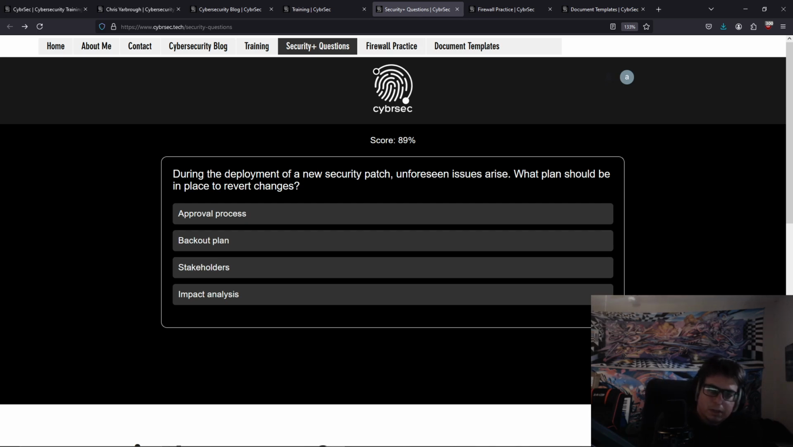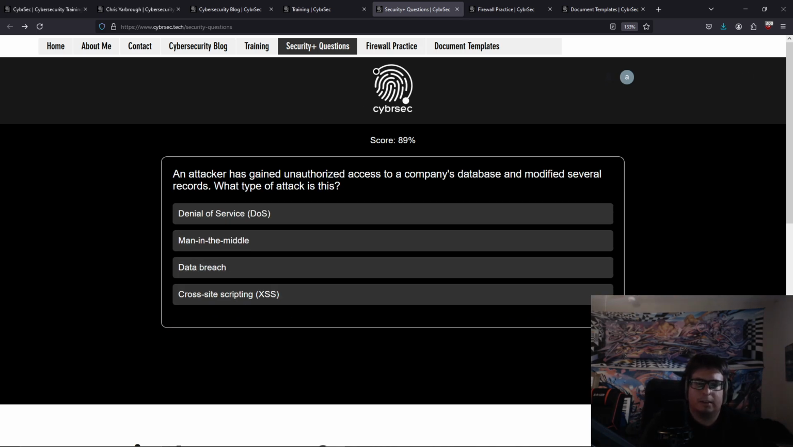During the deployment of a new security patch, unforeseen issues arise. What plan should be in place to revert changes? So that is a backup plan. Correct. An attacker has gained unauthorized access to a company database and modified several records. What type of attack is this? Data breach?